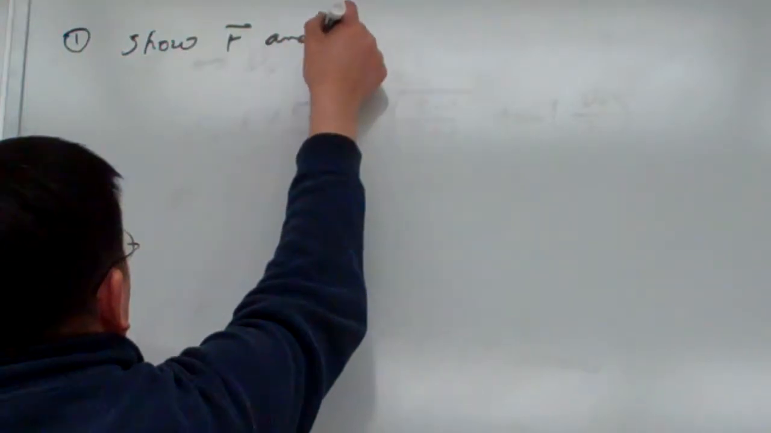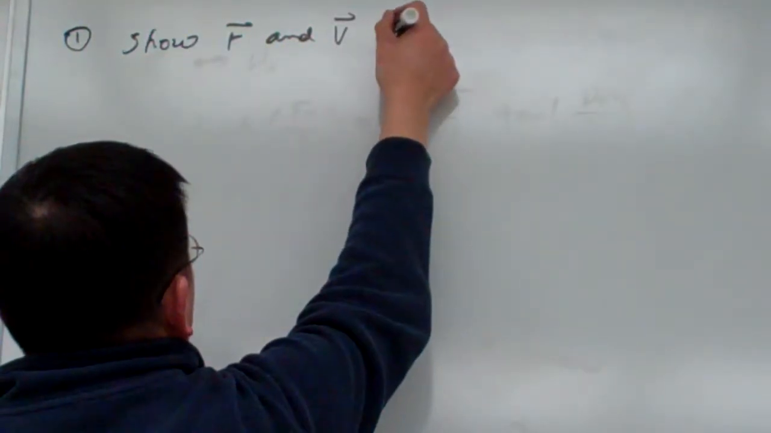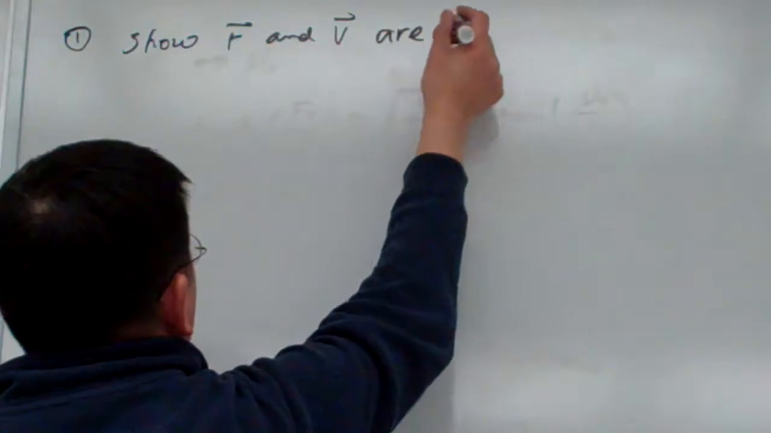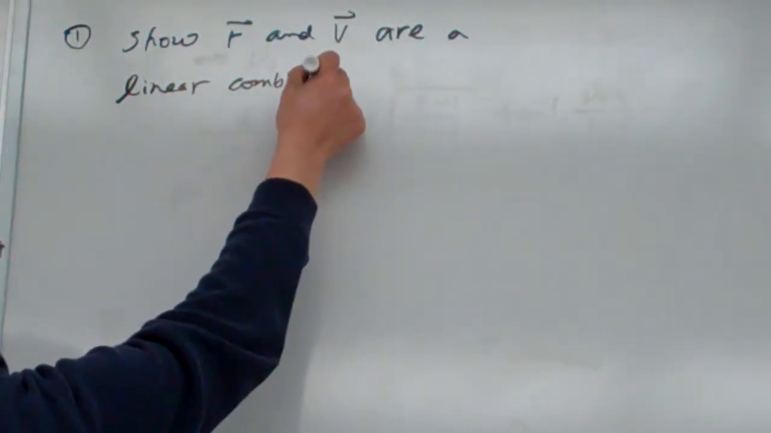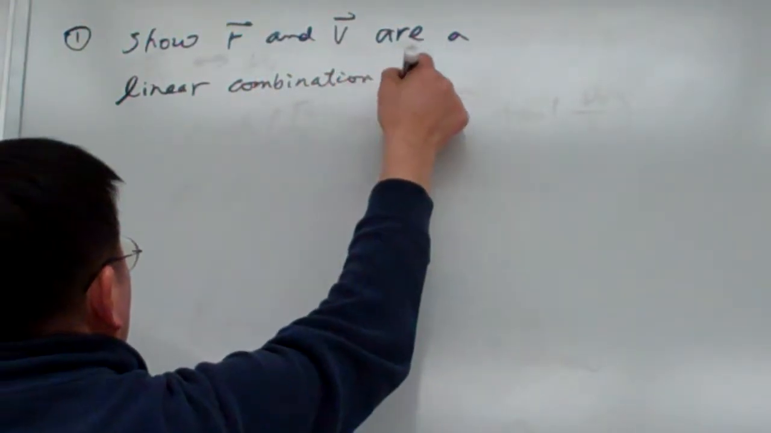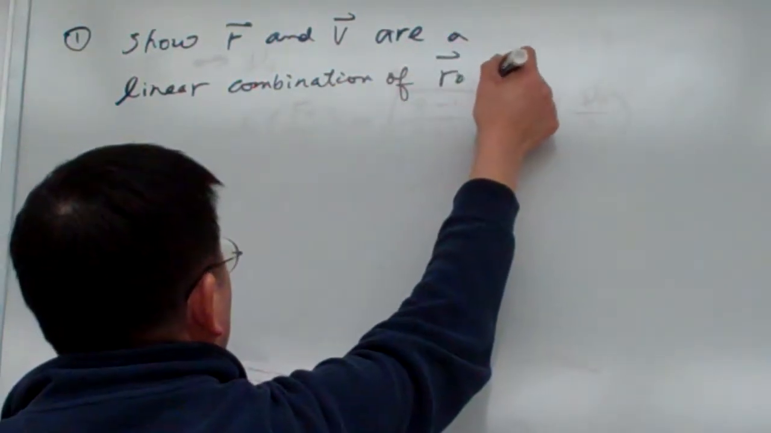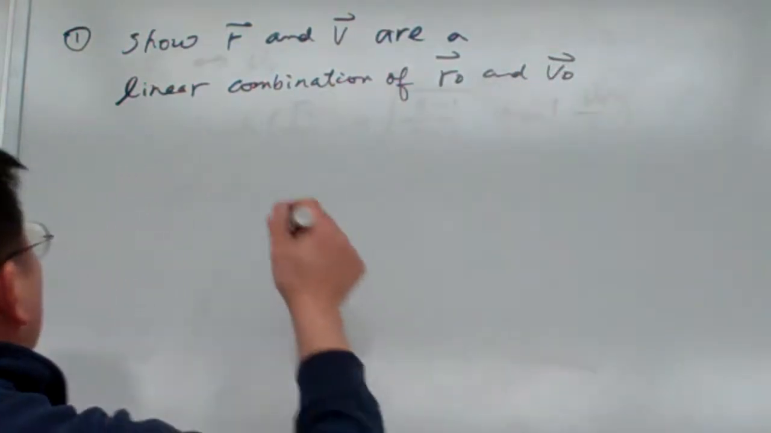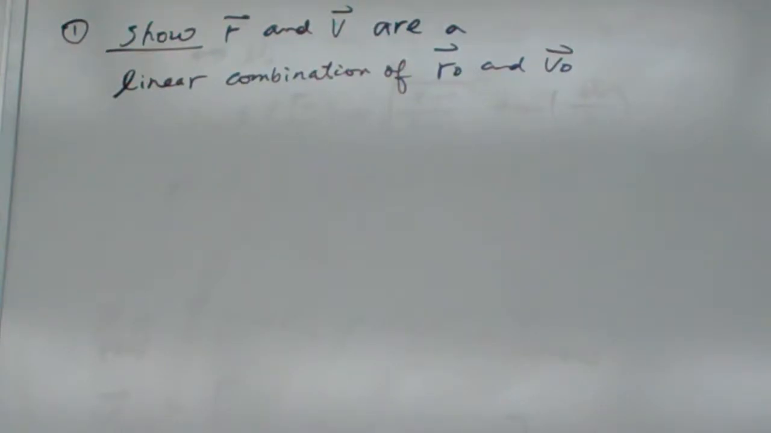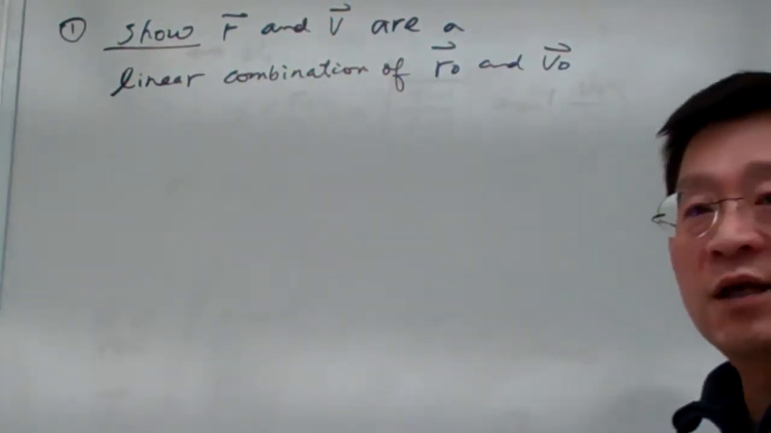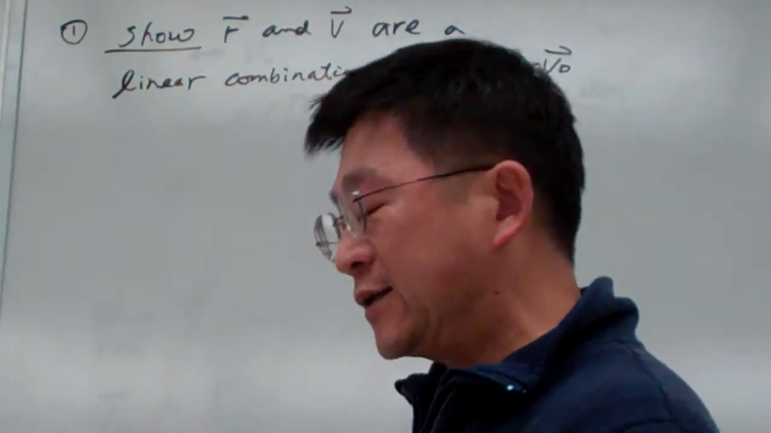and that means to show R and V are linear combinations of R0 and V0. So to show, basically in engineering, is we're going to find what are appropriate expressions for those coefficients. As long as we can find the expression, then we show people that's it.